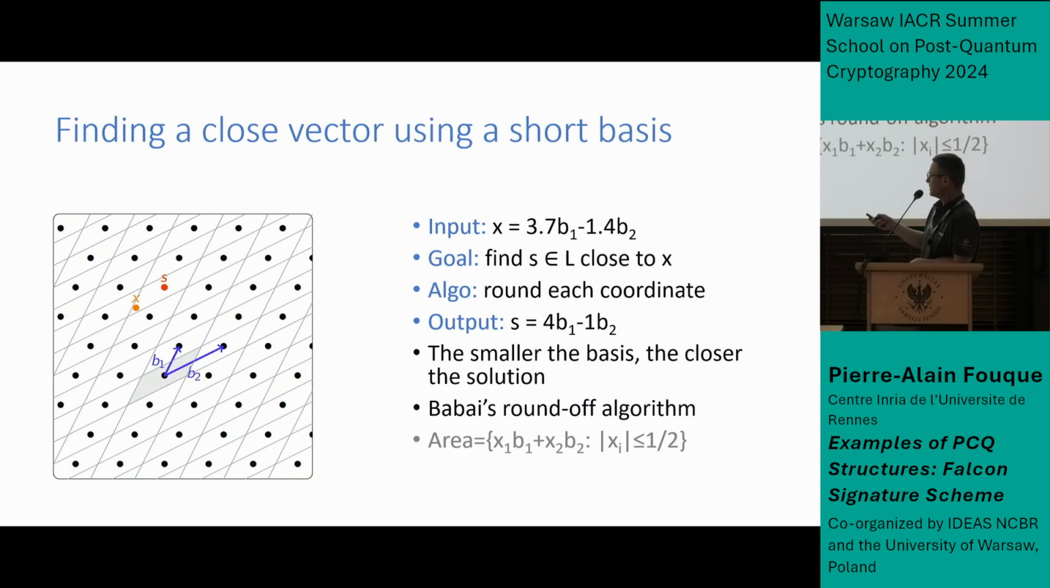You can see that if you have a basis generated by B1 and B2, what is important is that you can split the whole space into cells. According to this cell structure, you have only one lattice point in each cell. And according to the cell in which the value x is, you will associate the corresponding lattice point. So it will depend on the short basis that you begin with.